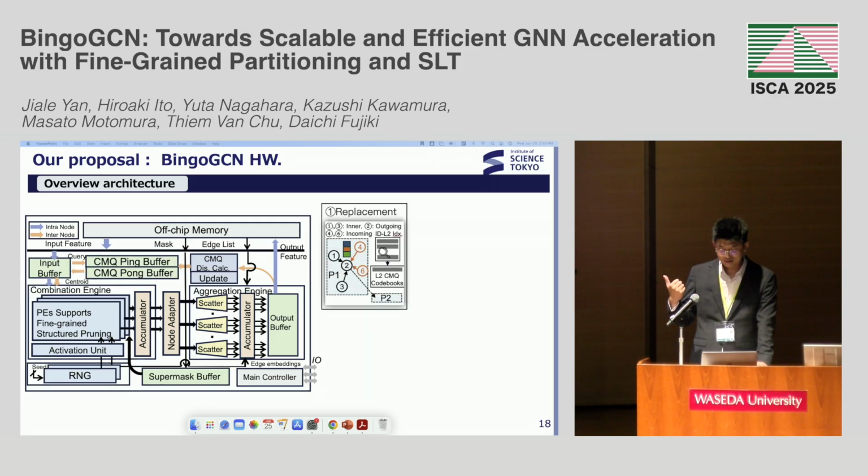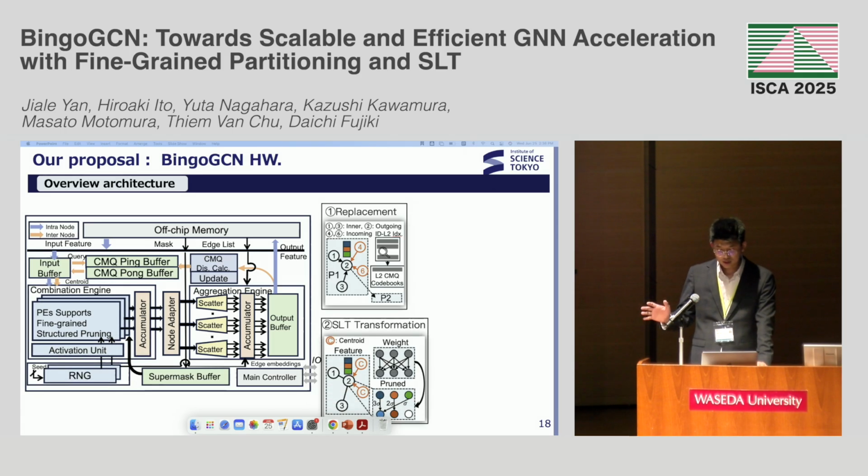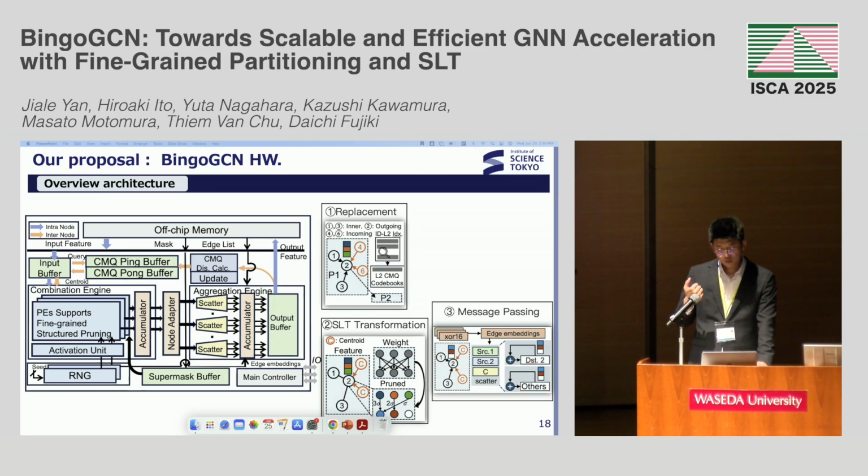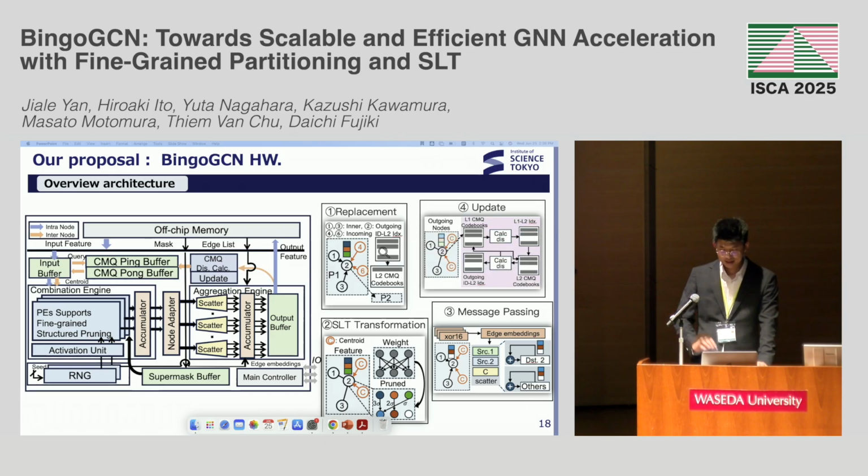Query and replacement. We first use the CMQ unit to map incoming node IDs to codebooks. Secondly, message passing with SLT. We perform message passing using fine-grained structured pruning. Edge-aware aggregation, we support edge embedding, which can combine with features and scatter to the destination nodes. And finally, online CMQ update. We update the codebooks using a hierarchical online update. All modules are connected through a main control and shared object memory supporting GCN inference.